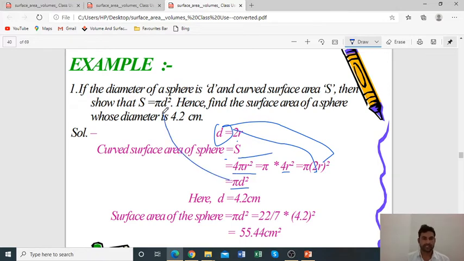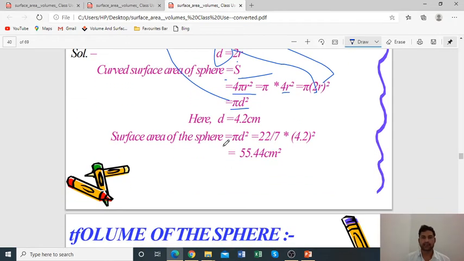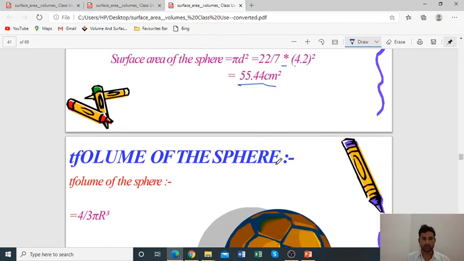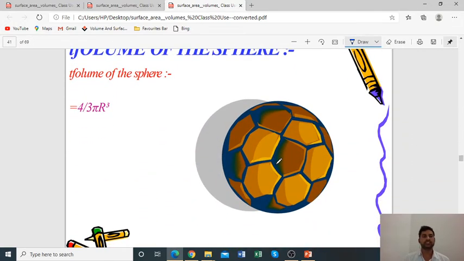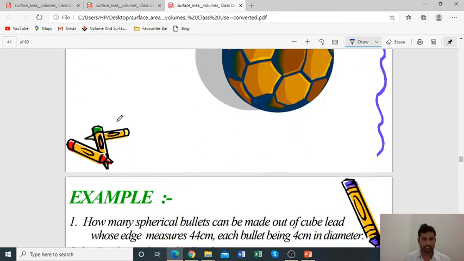Proved. Next, the diameter is 4.2 centimeters. So we find the surface area of the sphere, pi d square. So pi value is 22/7 multiplied by 4.2 square. So the total surface area of the sphere is 55.44 square centimeters. Next, the volume of the sphere. The volume of the sphere is 4/3 pi r cube.